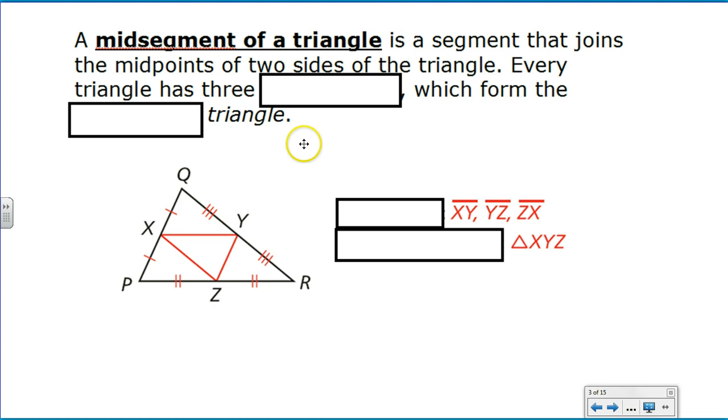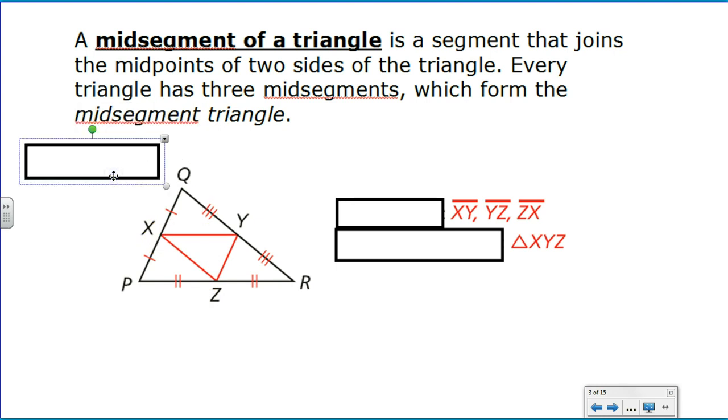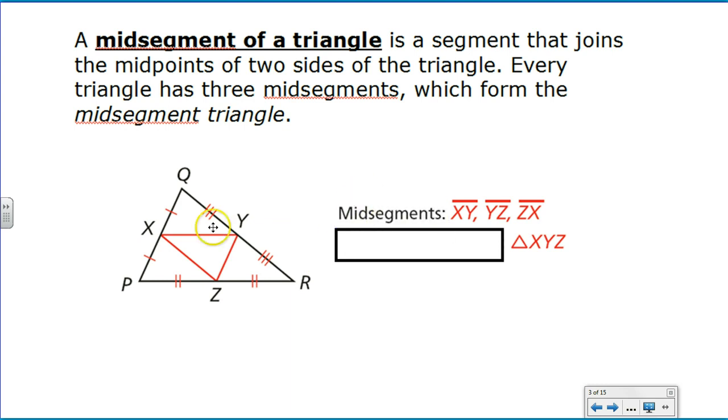Every triangle then has three midsegments, right? You can see them here, which form the midsegment triangle. So this red triangle is the midsegment triangle made up of the midsegments of the triangle. So we have midsegments XY, YZ, and ZX. And we have triangle XYZ, which is the midsegment triangle.